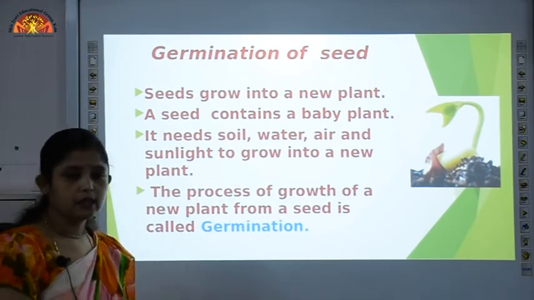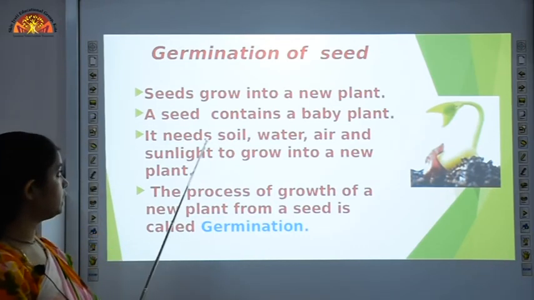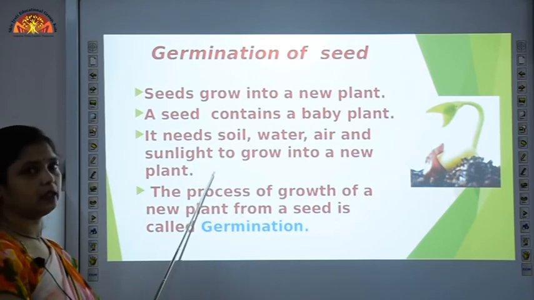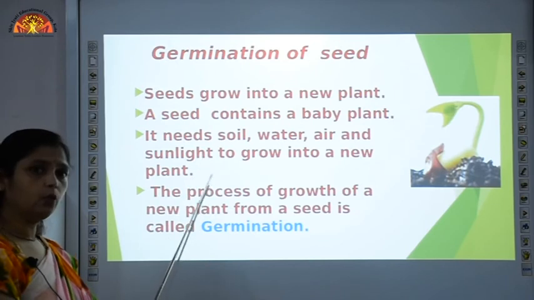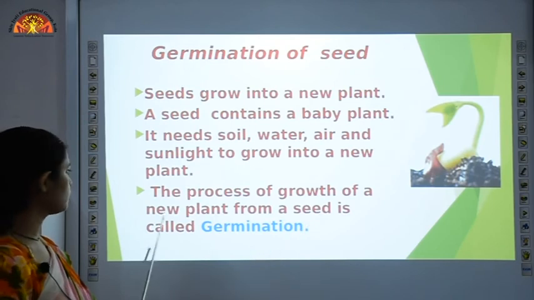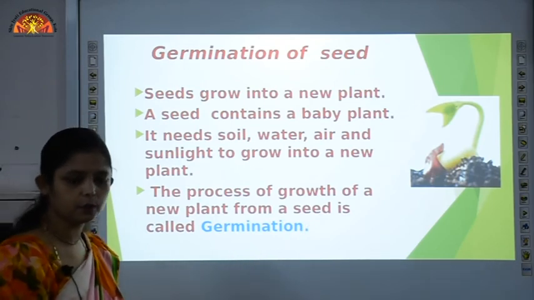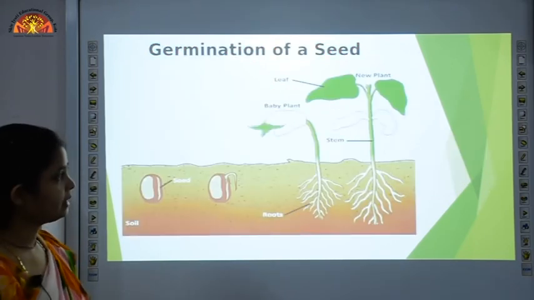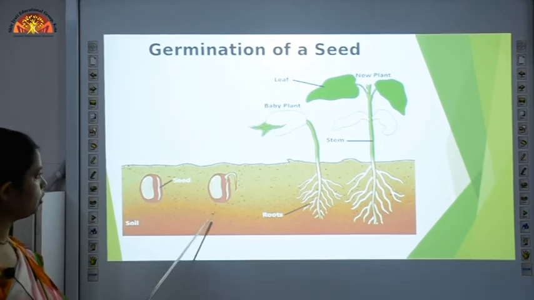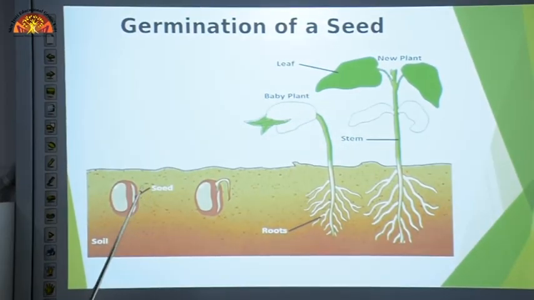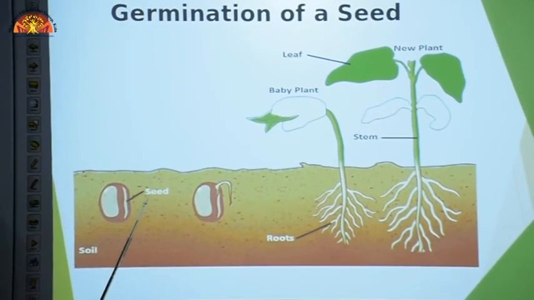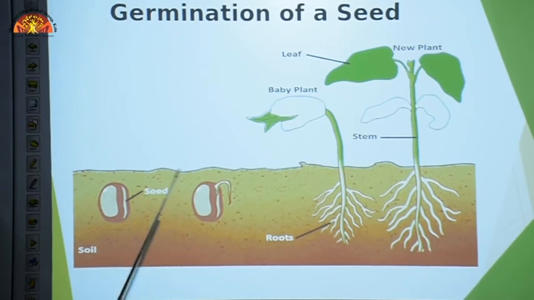So when the seed is provided with all these things, when the seed gets proper soil, water, air and sunlight, then it grows into a new plant. And the process of growth of the new plant from a seed is called germination. You can see this through this diagram also. There is a seed, this seed is sown into the soil. From here it can get all the nutrients, all the minerals and water.